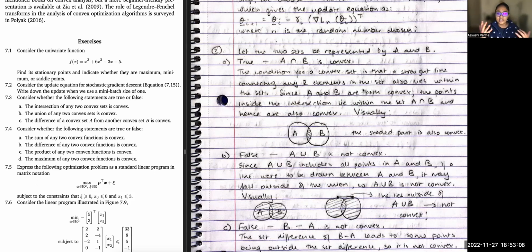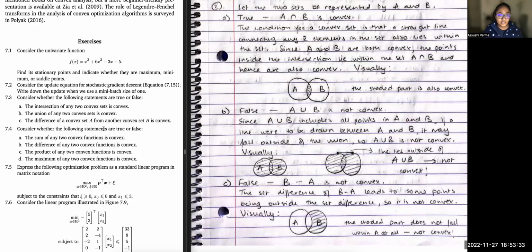And if you visually think about this in terms of a Venn diagram, this shaded part in the middle is A intersection B. And so if you draw lines between points in this set, they will stay within it, because A and B are convex and the intersection is also convex.